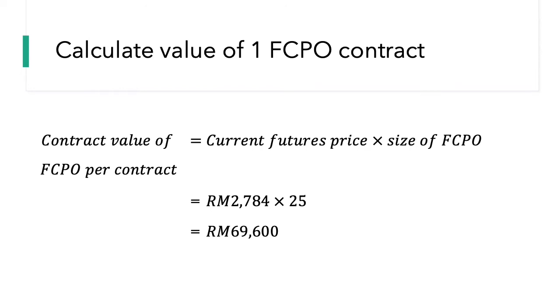first you need to calculate value of one FCPO contract. If you refer to the video for contract value, initial margin, and maintenance margin per contract, you can use the formula from that video. To calculate contract value of FCPO per contract, the formula is, this is for FCPO, current futures price times size of FCPO. So RM2784, this is price at day 0, times 25, so you get 69,900 ringgit.